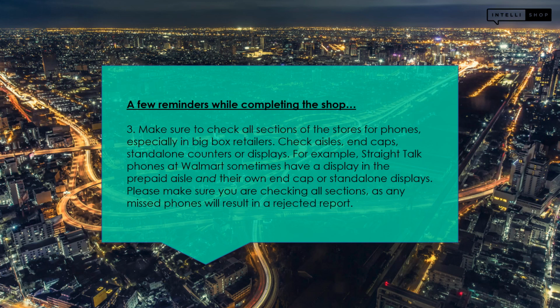Number 3, make sure to check all sections of the store for phones, especially in big box retailers. Check aisles, end caps, standalone counters, or displays. For example, Straight Talk phones at Walmart sometimes have a display in the prepaid aisle and have their own end cap or standalone display. Please make sure you are checking all sections, as any missed phones will result in a rejected report.